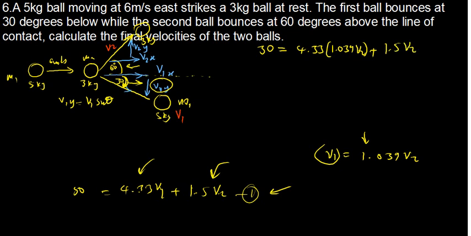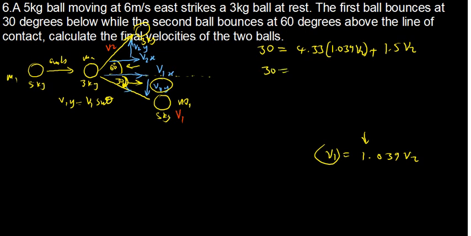Okay, at this point now, let me remove. Okay, that one I think would be important instead of removing it. Let me keep it there. I can remove this portion. So what I'm having is 30 is equal to 4.33 multiplied by 1.039. So that is giving 4.4998 v2, and then plus 1.5 v2.